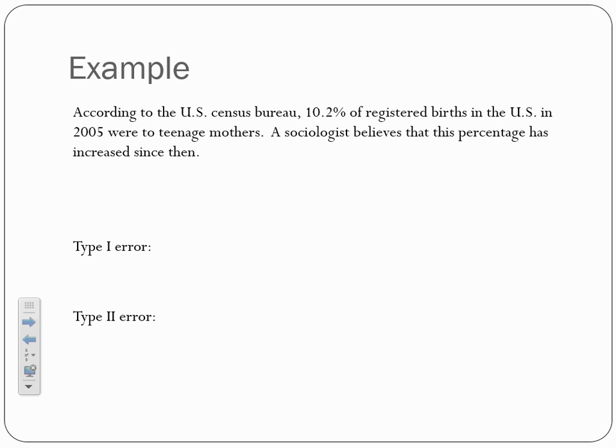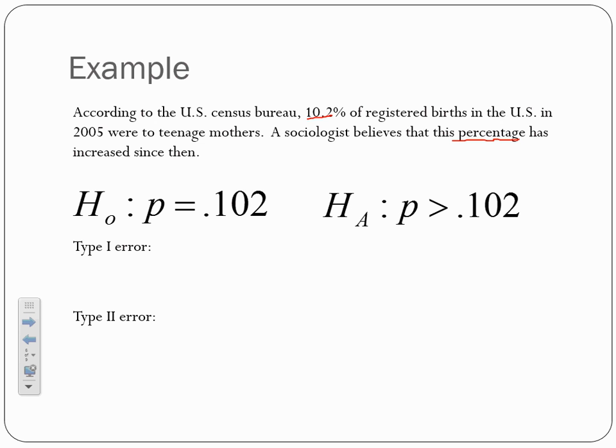So the first thing we need to do is make sure we write our hypotheses. The claim was 10.2%, and it's a P, right? This is a proportion problem. There's a proportion, and we think that this proportion or percentage has increased. So in other words, the alternative is greater. So a type 1 error, right? This is you reject the null, and the null is true.